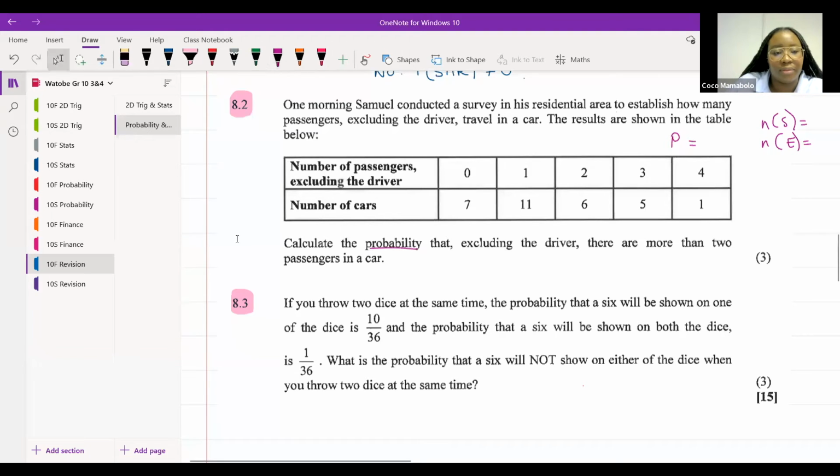Hello, Rulani. Hello, ma'am. Ma'am, I just have this question. Can I do it? I don't know if it's correct, but I want to. Absolutely. Okay, go for it.